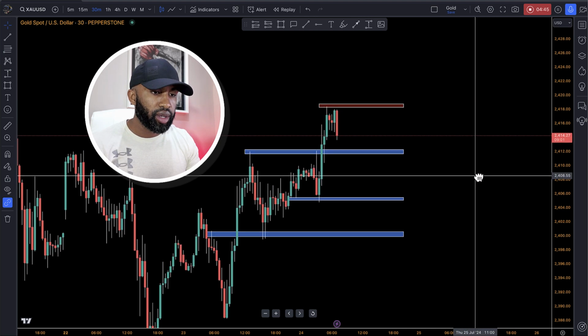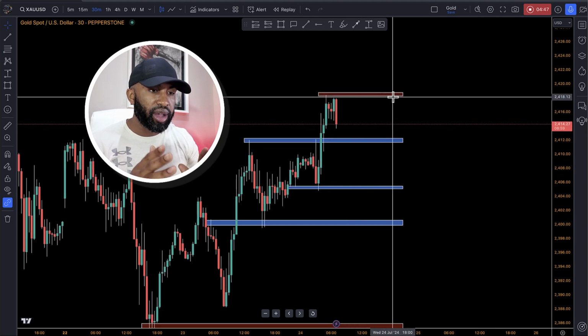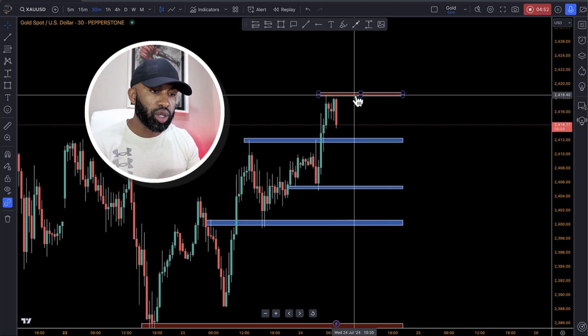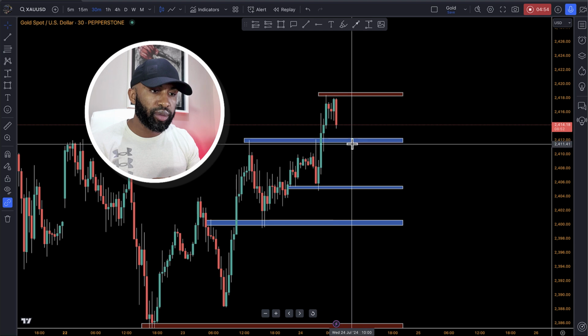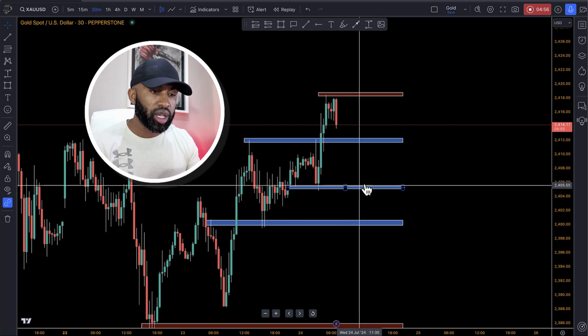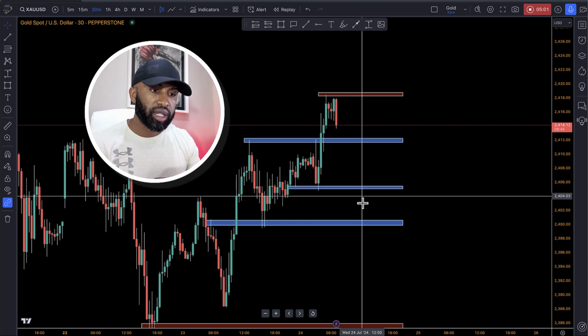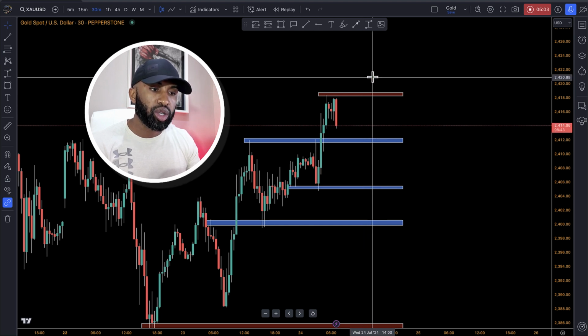But so the areas of entries I'll be looking at: if I get a bullish confirmation from this zone, I'll go long. If I get a bearish confirmation from this zone, I'll go short. If price gets here and gives a bullish confirmation, long.